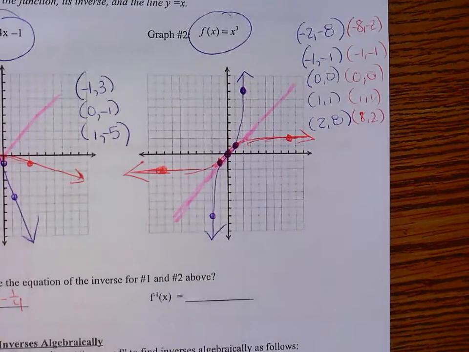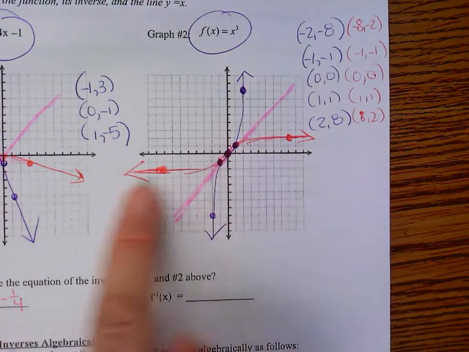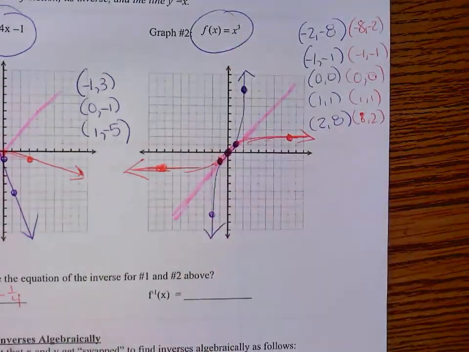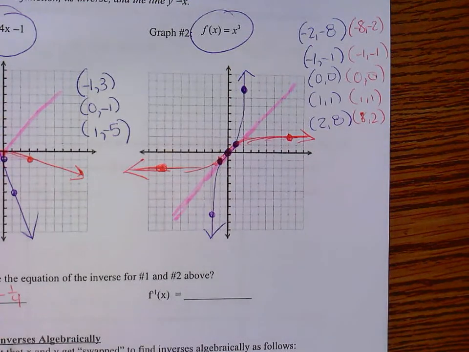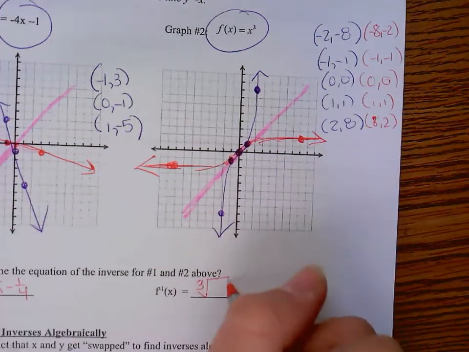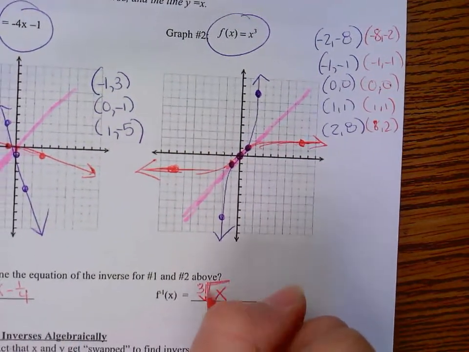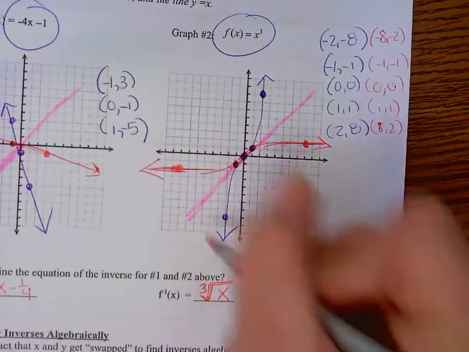What's the function? What's that red function? What's the inverse of a cube? What's the inverse of a perfect square? How do you get rid of a square? Take the square root. So how do you get rid of a cube? You take the cube root. So this red function is the cube root of x graph.